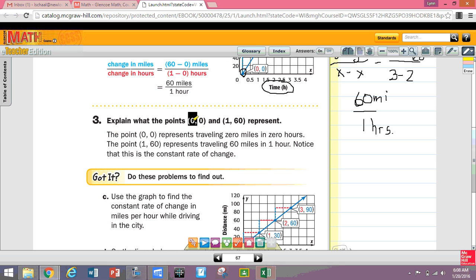In this graph, (0,0) means, this is important actually, you really should know how to do this because this is going to be on assessment. That (0,0) means that you're traveling at 0 miles in 0 hours. And we've kind of talked a little bit about stuff like this before. (1,60) means that you're traveling at 60 miles in 1 hour. Okay? 0 miles, 0 hours, 60 miles, 1 hour. That also means because it's (0,0), it's a proportional relationship.